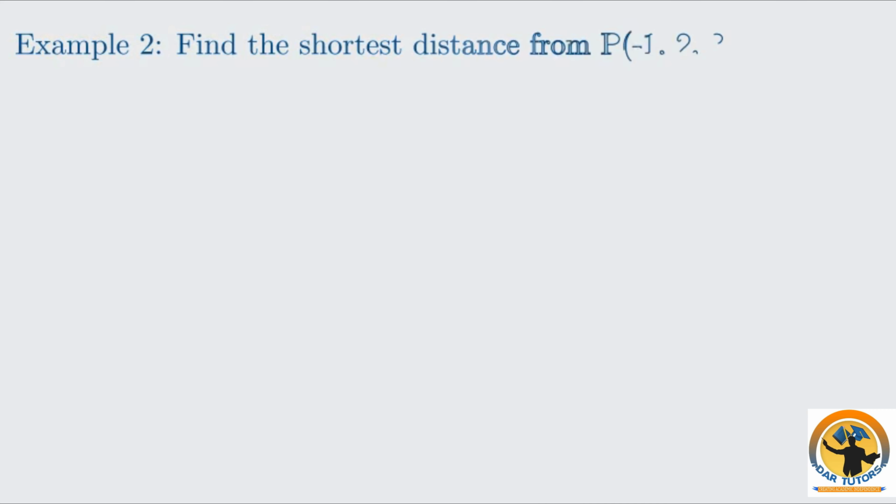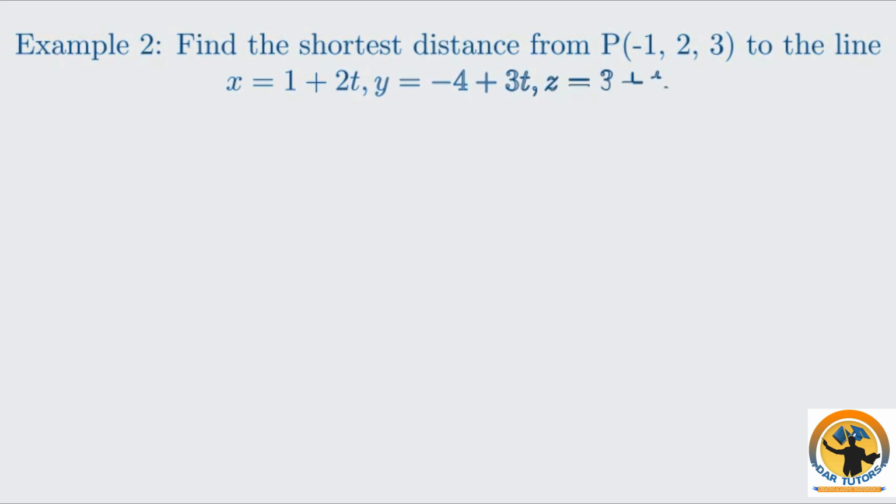The same principle applies in 3 dimensions. Let's look at a 3D example. We want to find the shortest distance from the point P with coordinates (-1, 2, 3) to the line with parametric equations x equals 1 plus 2t, y equals -4 plus 3t, and z equals 3 plus t. First, let's write the line in vector form. The position vector of a point on the line is (1 + 2t, -4 + 3t, 3 + t). The direction vector of the line is (2, 3, 1).